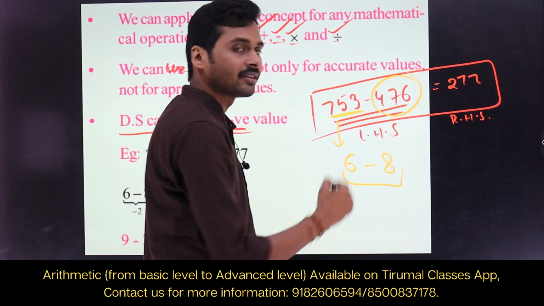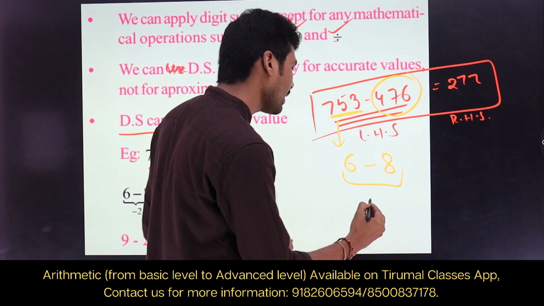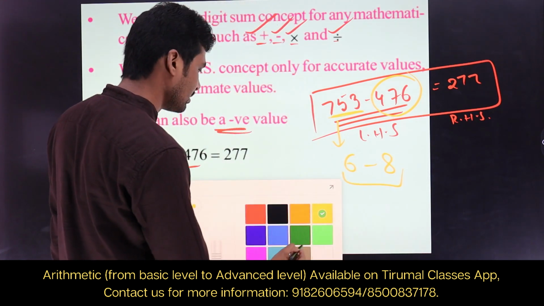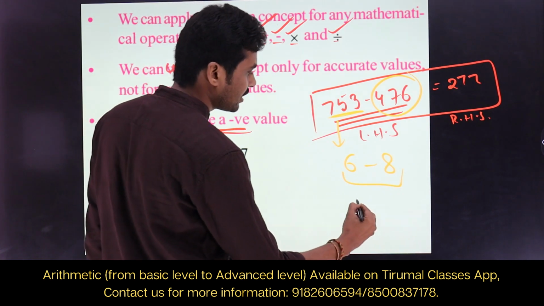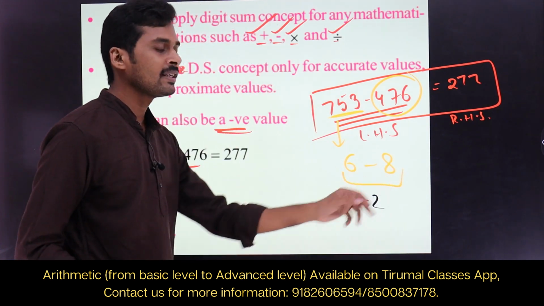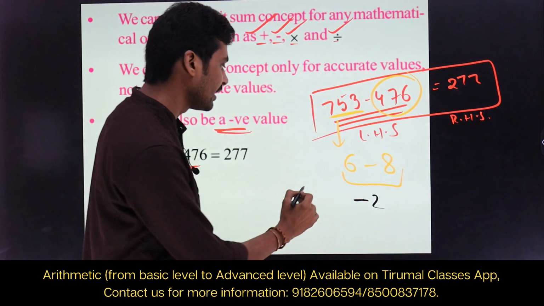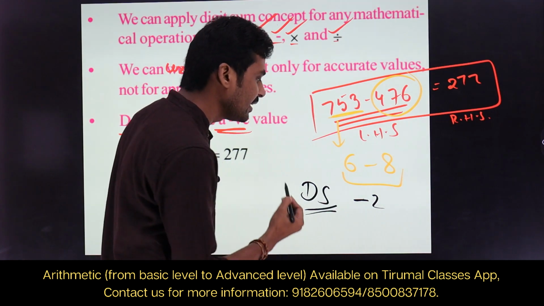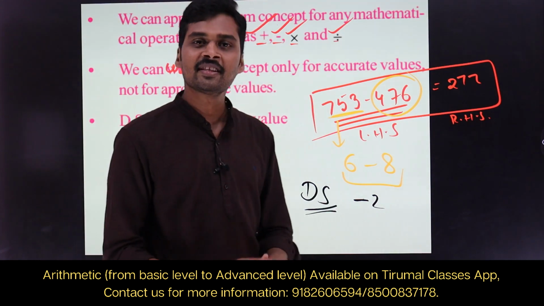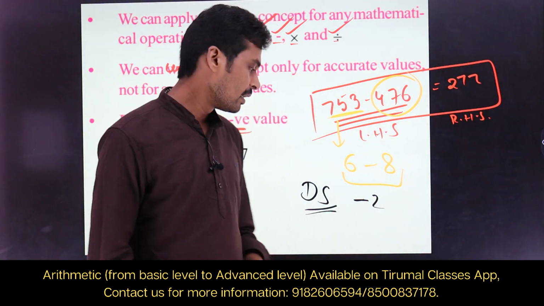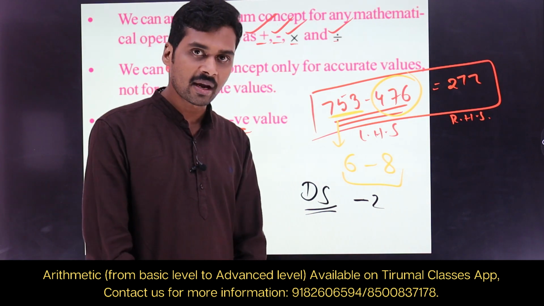Now I get the digit sum as 6 minus 8. 6 minus 8 means minus 2. So this is the final DS value. DS is nothing but the digit sum, and the final digit sum is minus 2.